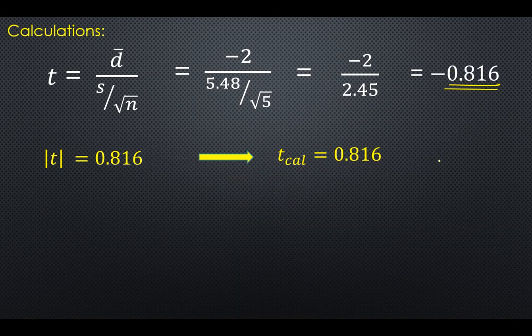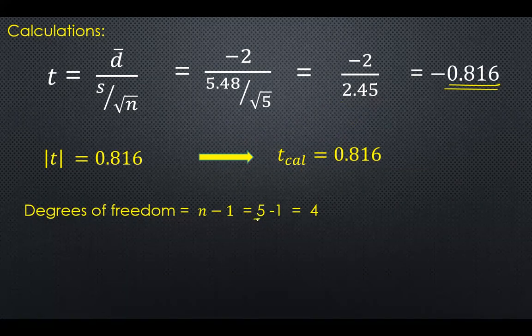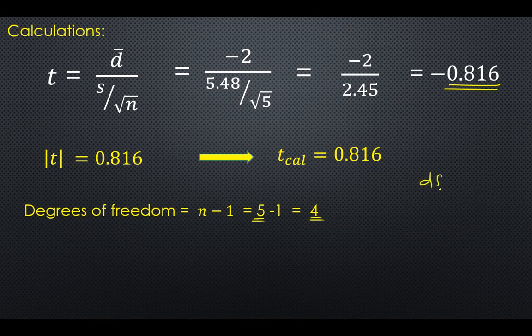Now I have to find the degrees of freedom in order to find the value from the table. So degrees of freedom is n-1. My n is 5, right? 5 minus 1 is equal to 4. So degrees of freedom is 4, in this column. And it is a two-tailed test. So 0.01. I'm just finding it out here.